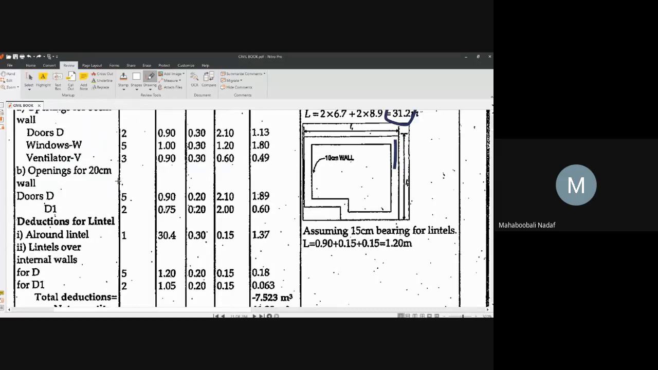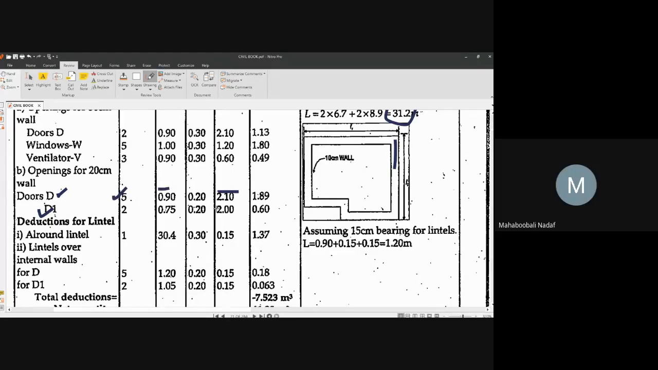Come to the 20 centimeter wall. In the 20 centimeter wall, there are no windows. There are no ventilators. Only D and D1 are there. How many Ds are there inside? Five, sir. Five or four? Five, sir. And the dimensions are already given in the schedule.